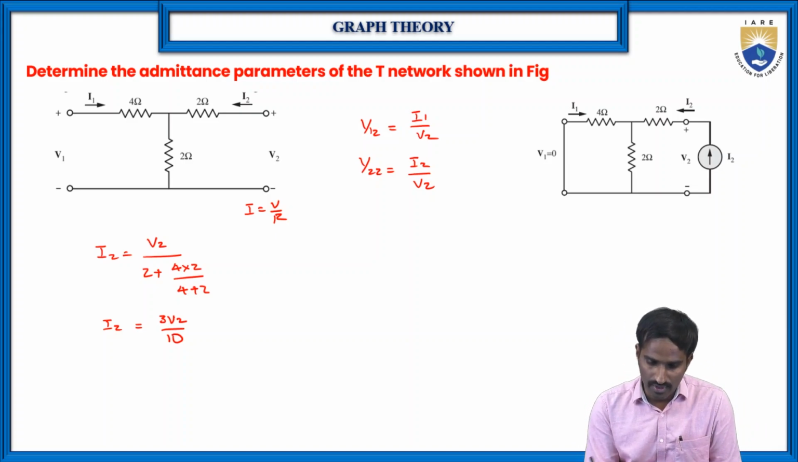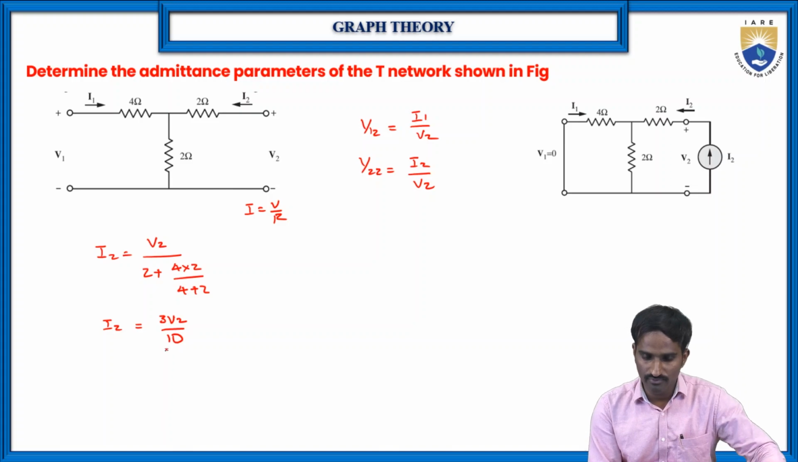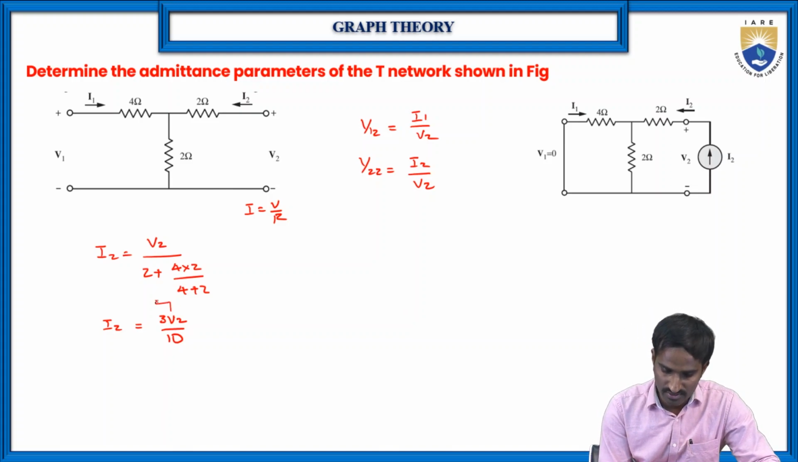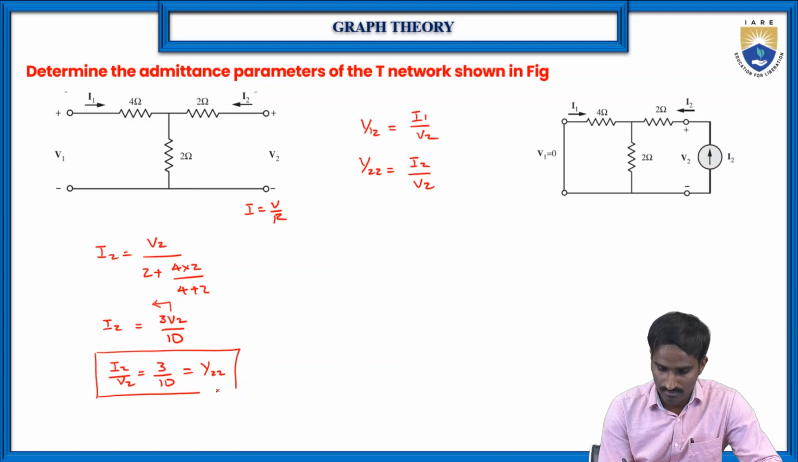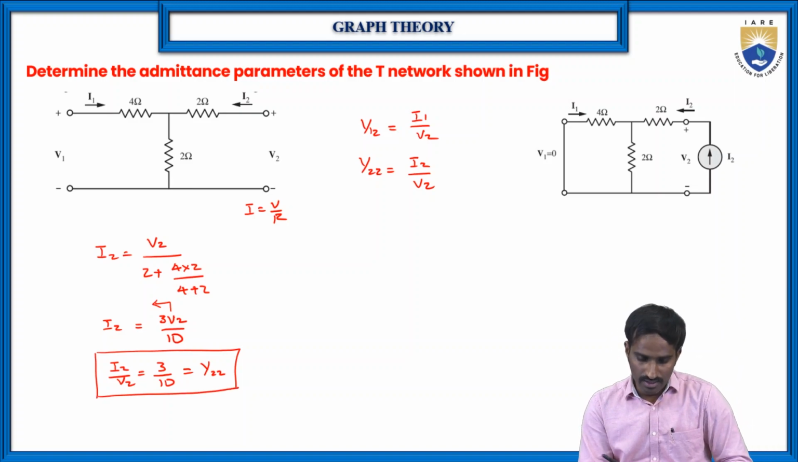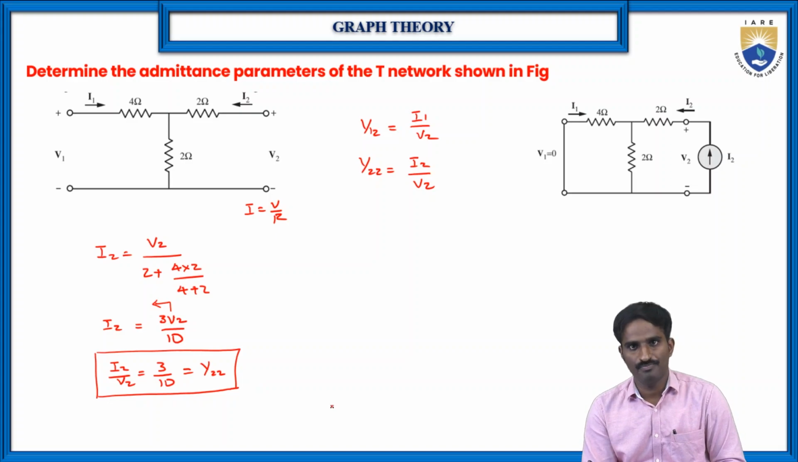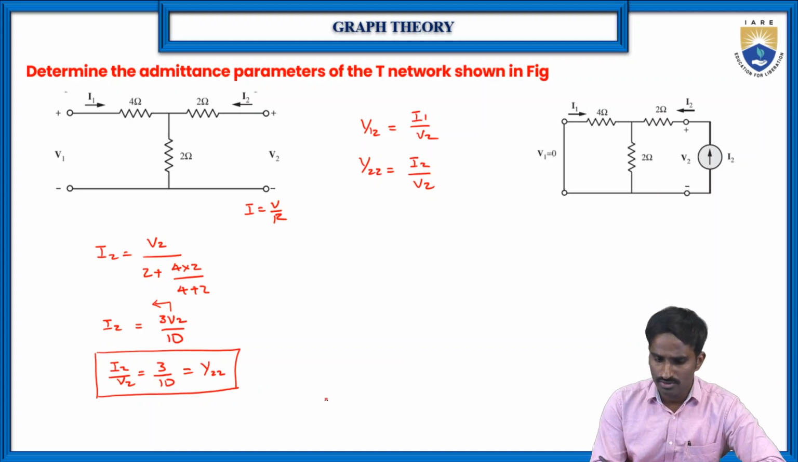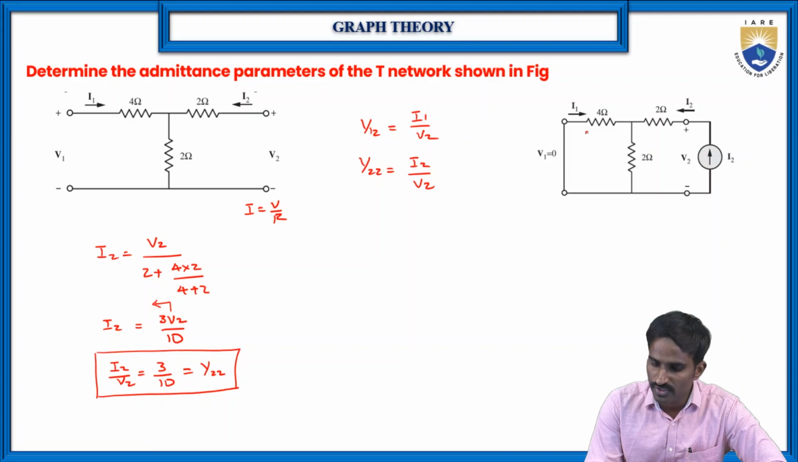Then y22 is equal to I2 by V2. Then just send this V2 this side, so that we will get I2 by V2 which is equal to 3 by 10, which is y22. This is how we can find the y22 value, right? Then next y12, the same way.